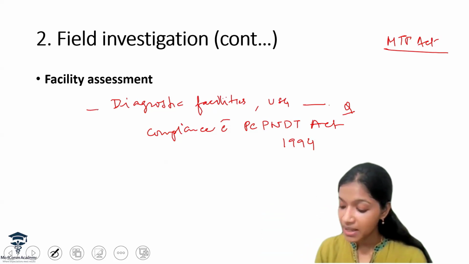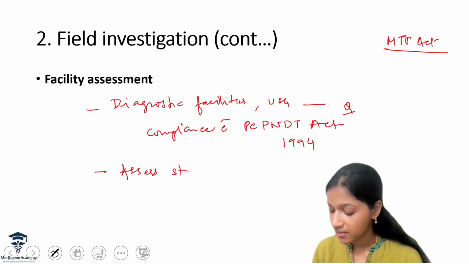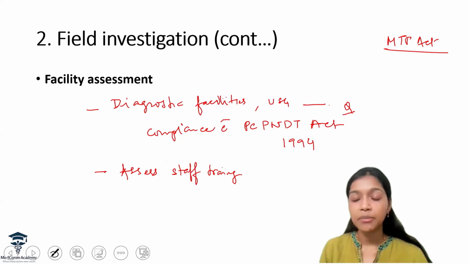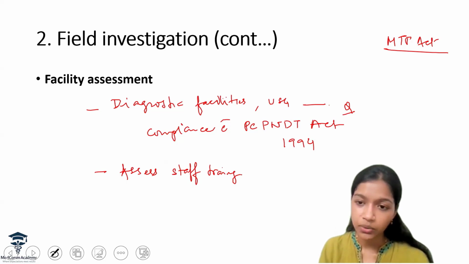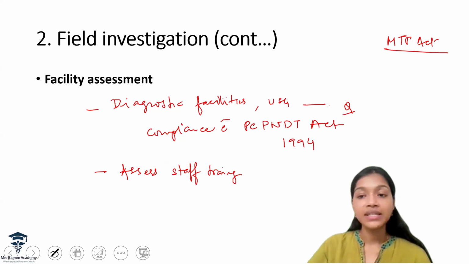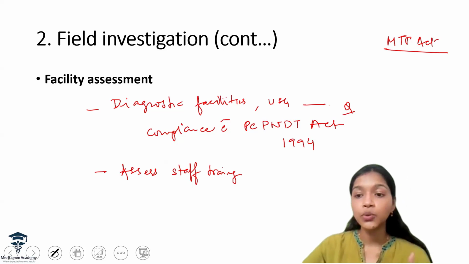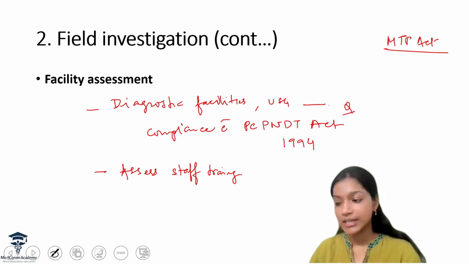At the same time, he can assess the staff training: how frequently they have been trained, what was the last date of training, how many months back he was trained. The sonographer might be a radiologist, he might be a certificate course sonographer, right? So he wants to see their awareness levels. So we had field investigation. He can do two things: one is community assessment and investigation, and the other is facility assessment, right?